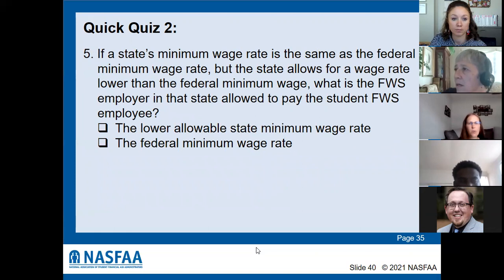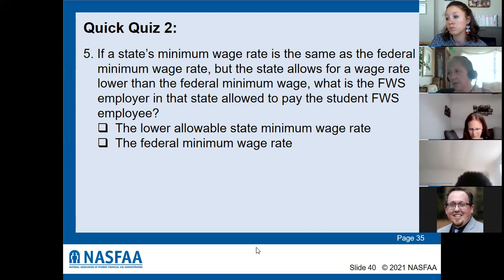If a state's minimum wage rate is the same as the federal minimum wage rate, but the state allows for a wage rate lower than the federal minimum wage, what is the federal work study employer in the state allowed to pay the student? Federal minimum. That is correct. Thank you, guys.